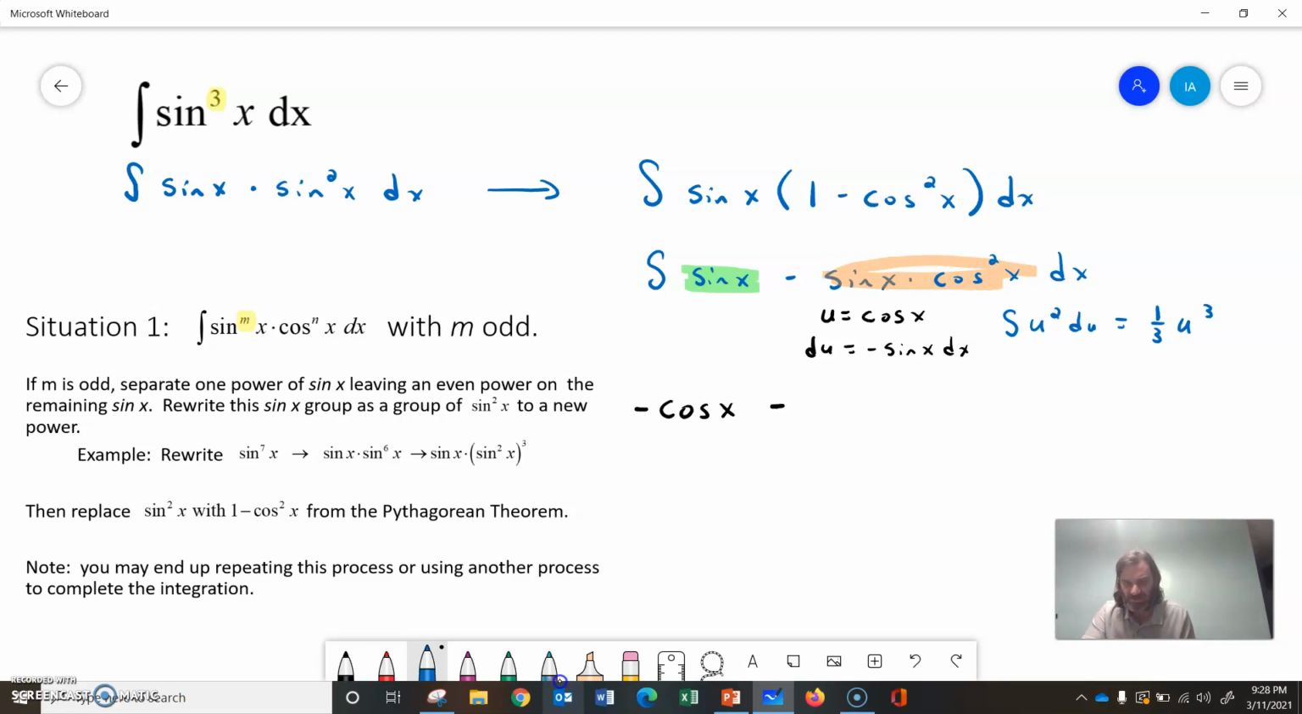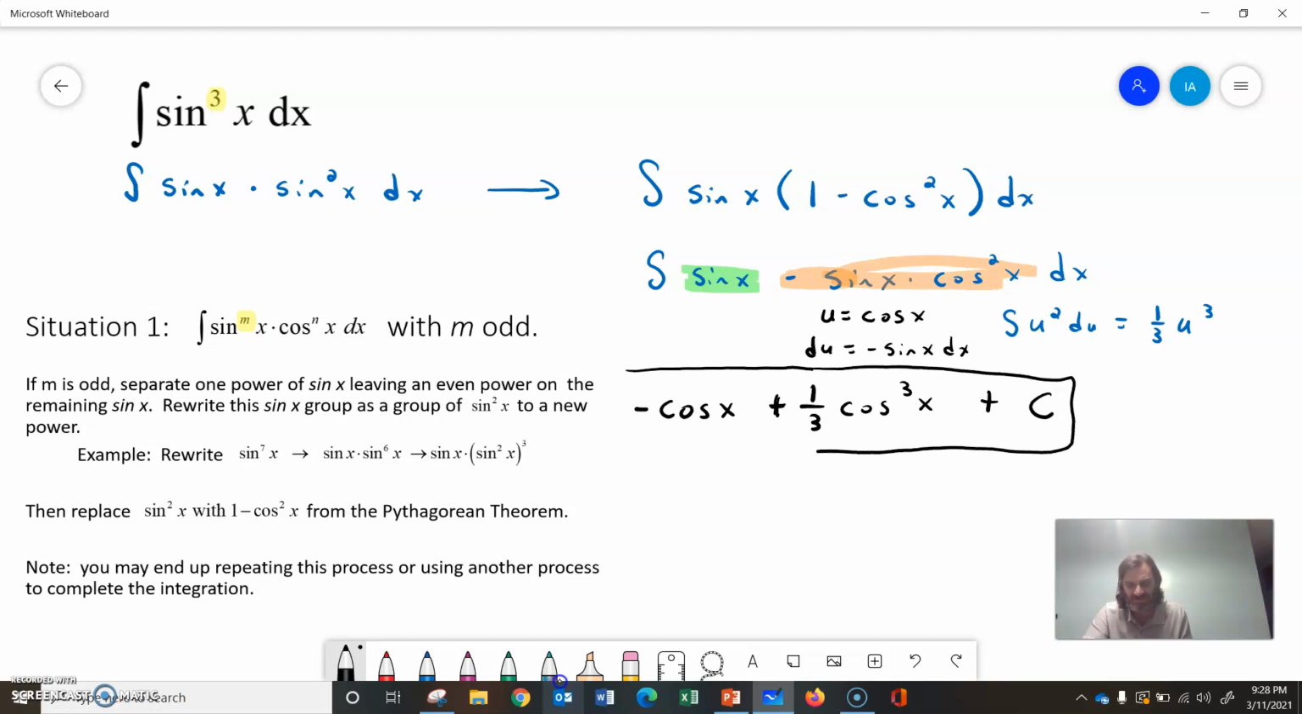But we know u was cosine. So as I come down here, I put this negative out here, but it doesn't need to be here because it got swallowed up in this situation. So we'll have 1/3 cosine cubed of x, plus c. Now this is a cosine and this is a cosine cubed, so they don't interact, but we have fixed this situation. So we have the integral of sine cubed.